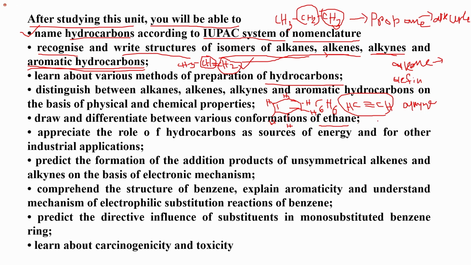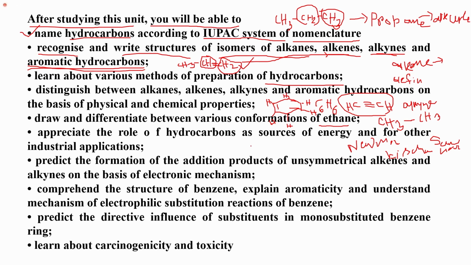Now draw and differentiate between various conformations of ethane. We'll discuss ethane, whose molecule is CH3-CH3. Here we'll discuss how many plausible conformers are possible. We'll discuss the Newman projection, the Fischer projection, and then the Sawhorse projection. In this way, we'll discuss the ethane molecule.